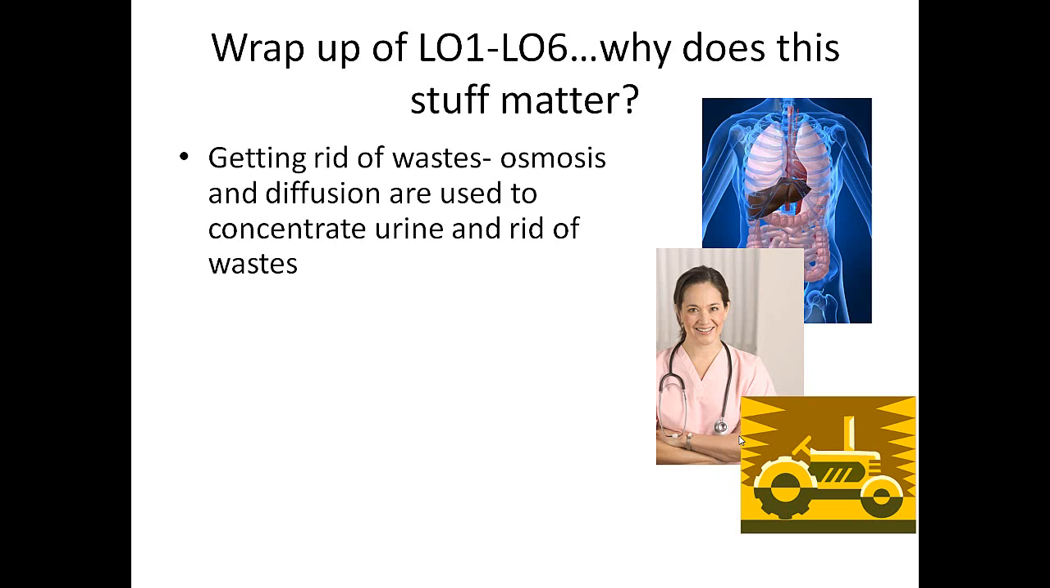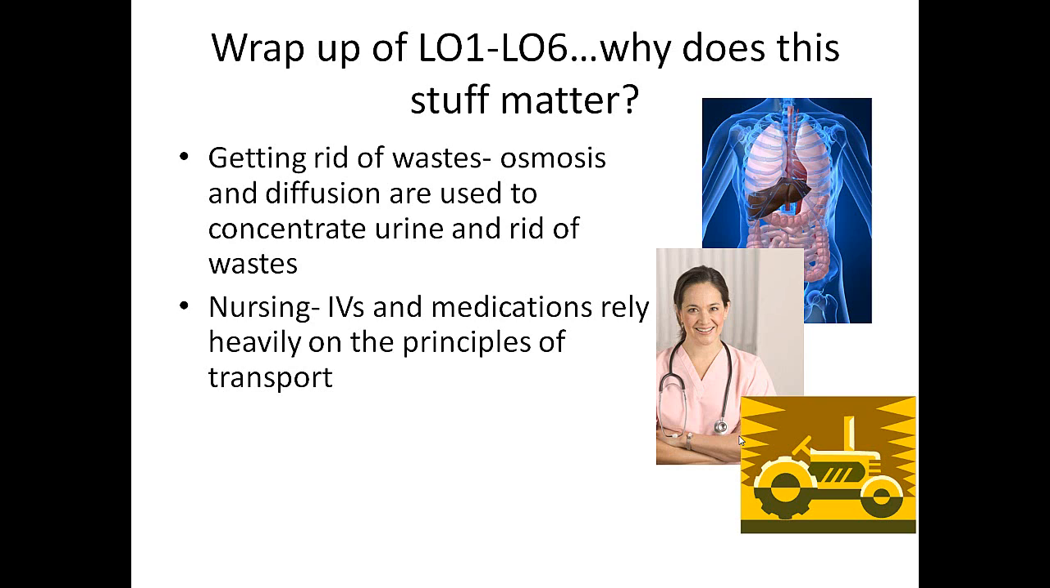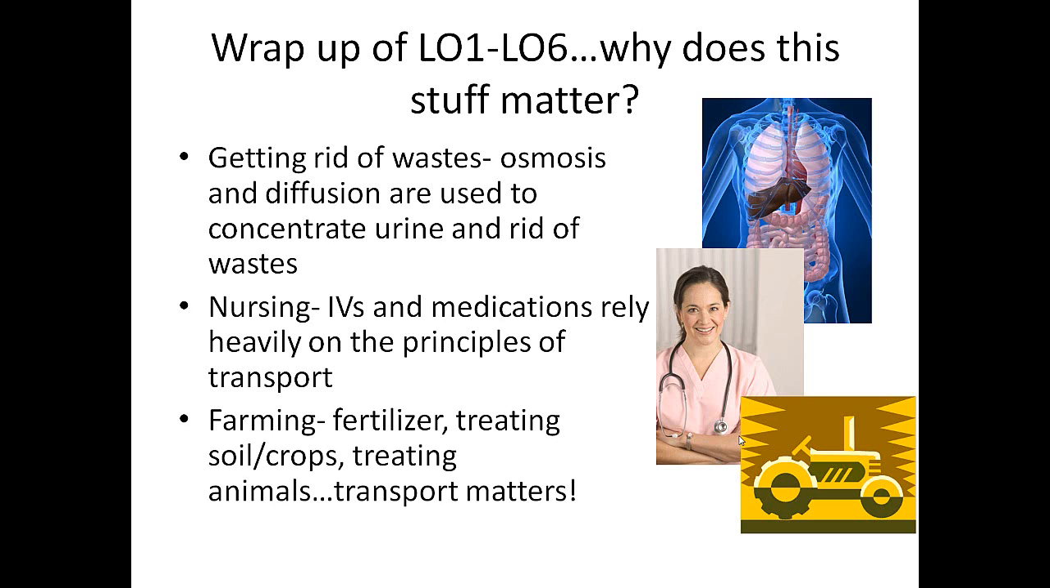Another reason why it's important is getting rid of wastes. Osmosis and diffusion are used to help concentrate urine, so then you can pee things out and get rid of them. If you're going into nursing, this is super important because medications and IVs rely really heavily on osmosis and diffusion. If you don't follow what's going to happen, you could end up hurting your patient more than helping them. In terms of farming, fertilizer, you saw that in the case study that you read. Treating soil and crops, treating animals. If you're not careful with medicines and fertilizers and the principles of diffusion and osmosis, you can actually end up, again, hurting things more than helping them.